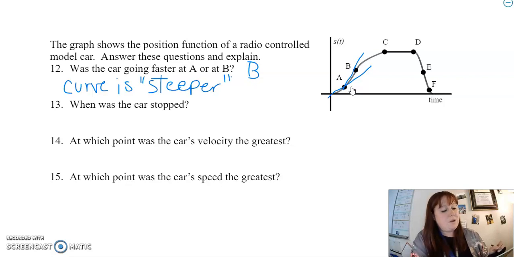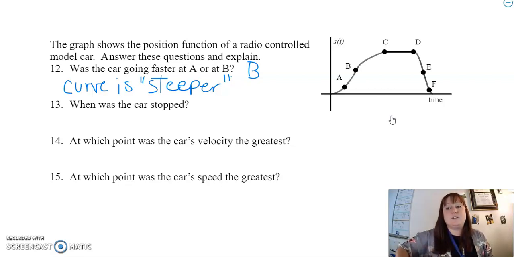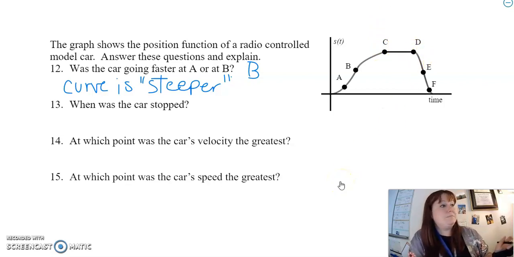Okay. When was the car stopped? So again, we're talking about velocity. This is the position function, and we're asking when was the velocity 0? So in other words, when was the slope of the tangent line 0? Because it means we're not changing at all. Well, do you see from C to D we don't change at all? We actually stay completely in the same spot. That means we were stopped, right? So from C to D.